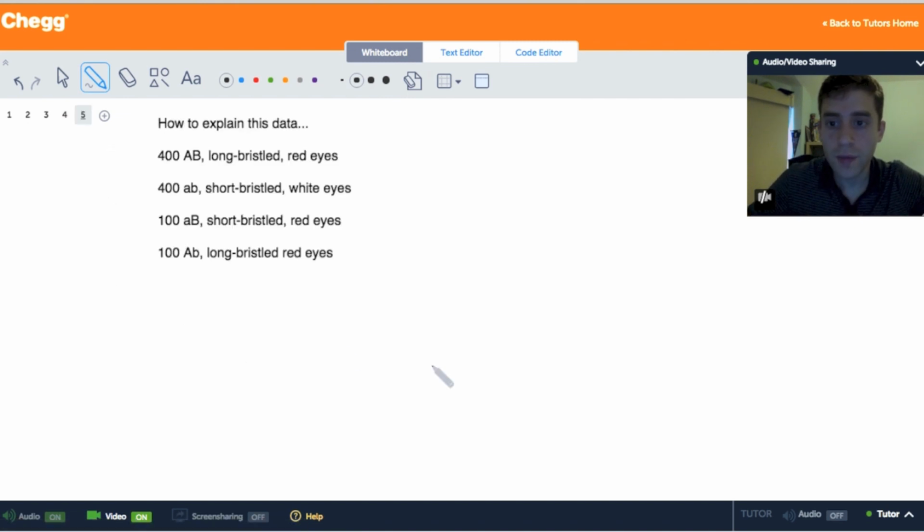Okay, so here we have 400 big A, big B, 400 little a, little b, 100 little a, big B, and 100 big A, little b. How do we explain this? Well, the only explanation, because we're not getting this classic Mendelian progeny, is that these genes are linked, meaning that they're close together on a chromosome.